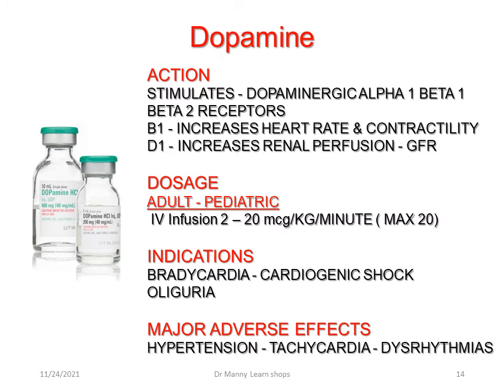Then you have dopamine. Now the action for dopamine is that it stimulates dopaminergic receptors, alpha-1 and beta-1, beta-2 receptors. Beta-1, if stimulated, increases heart rate and contractility. Dopaminergic 1, because there are others as well, increases renal perfusion or glomerular filtration rate. The dosage, typically recommended between 2 and 20 micrograms per kilogram per minute with a maximum dose of 20, but let me tell you, this can vary within organisations and depending on the situation that you are administering this medication.